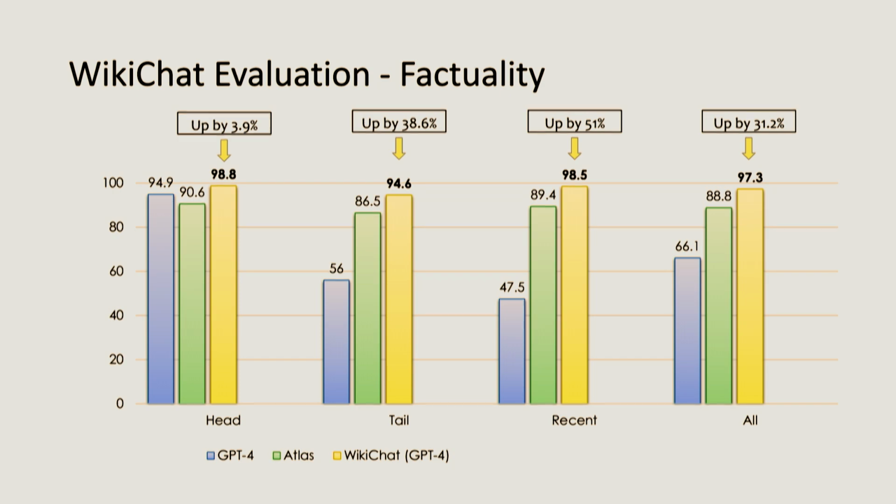So WikiChat, where each stage is implemented using a GPT-4 prompt, improves the accuracy over GPT-4 a lot, especially on tail and recent topics, and on average gets an accuracy of 97.3% on our tests in terms of factuality.